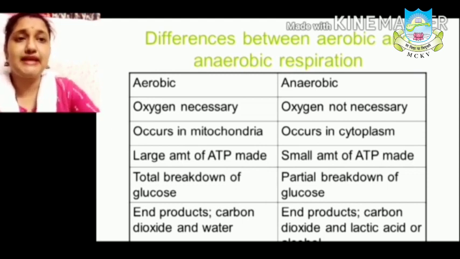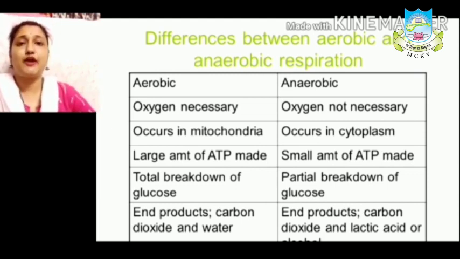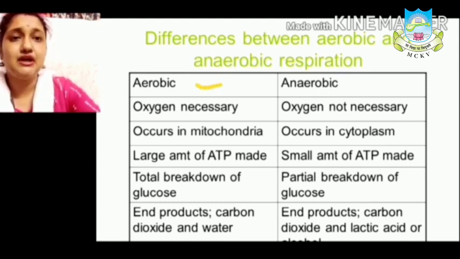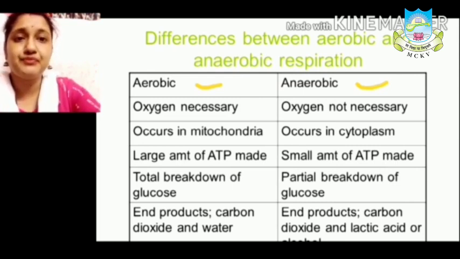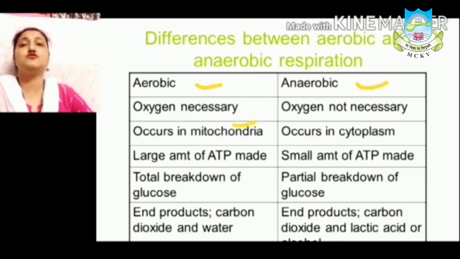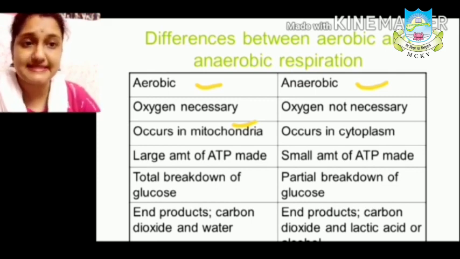Now here we can see the differences between aerobic and anaerobic respiration. Aerobic respiration takes place in the presence of oxygen. Anaerobic respiration takes place in the absence of oxygen. Aerobic respiration occurs in mitochondria. Mitochondria we call the powerhouse of the cell because energy is produced there and stored in the form of ATP. And ATP we call the energy coin of the cell.